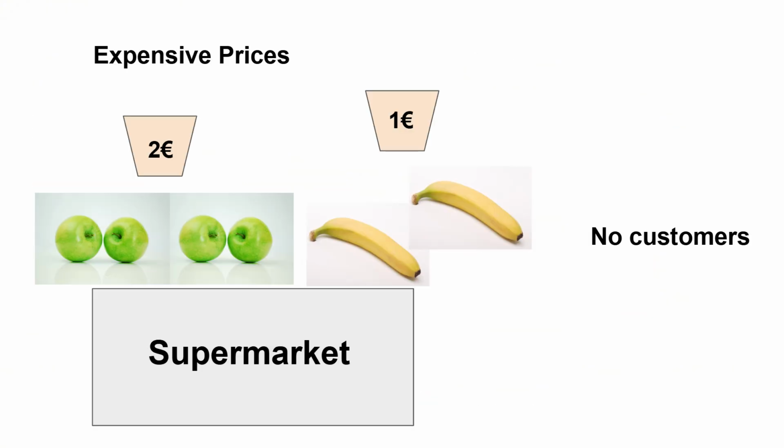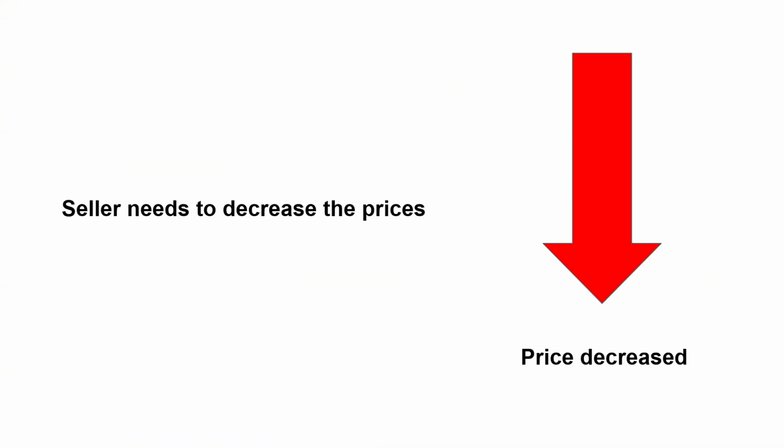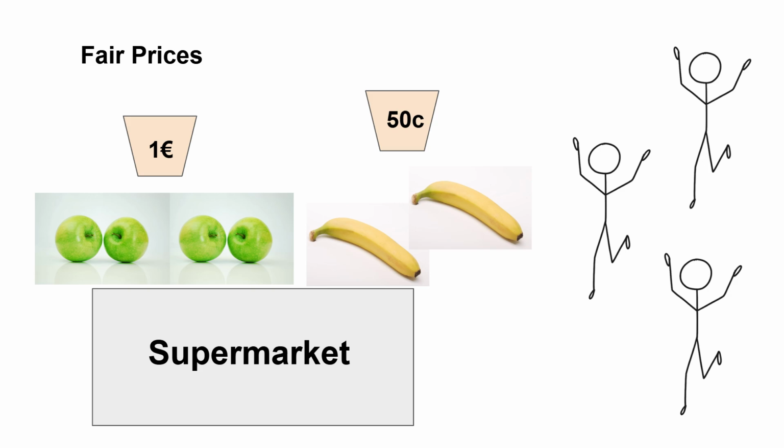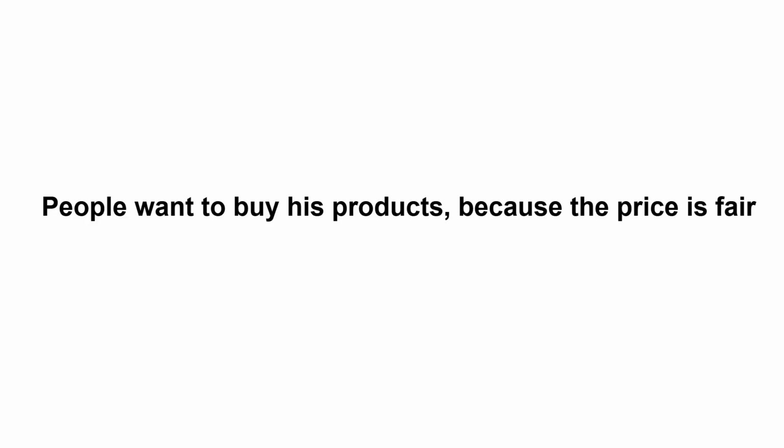The prices of apples and bananas in the supermarket are too high, and because of that, there are no customers. The seller has to lower the prices. When the prices are fair, customers come back. Customers buy again in the supermarket because the price is fair. This shows that prices must be balanced.